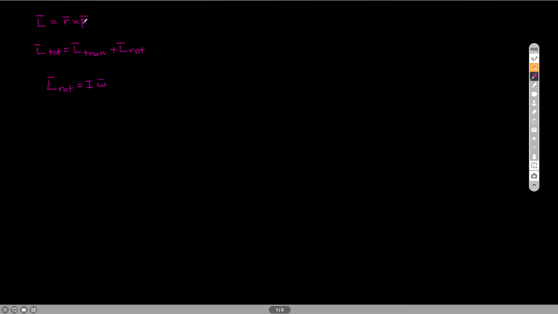Now, in introductory physics, we said that L rotational can be calculated as I times omega, where back then we were saying that I is the moment of inertia and it is a simple number. Okay, that's what we said in introductory physics. Which probably gives you a hint that this is not really the case.